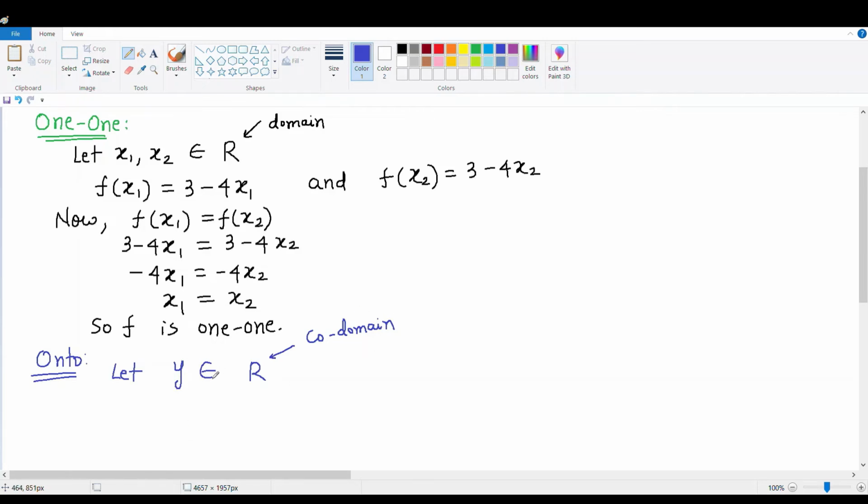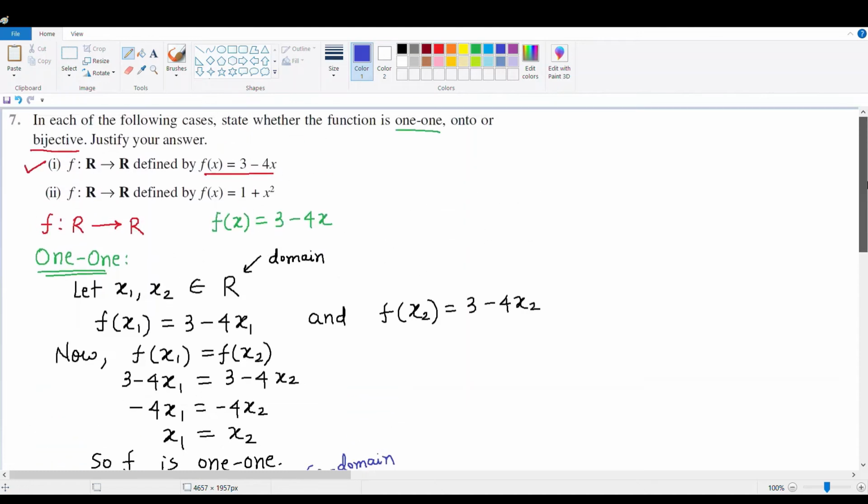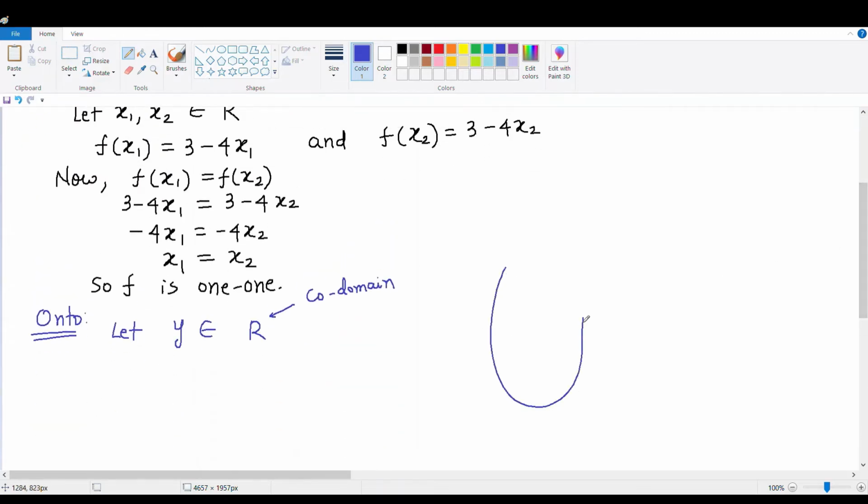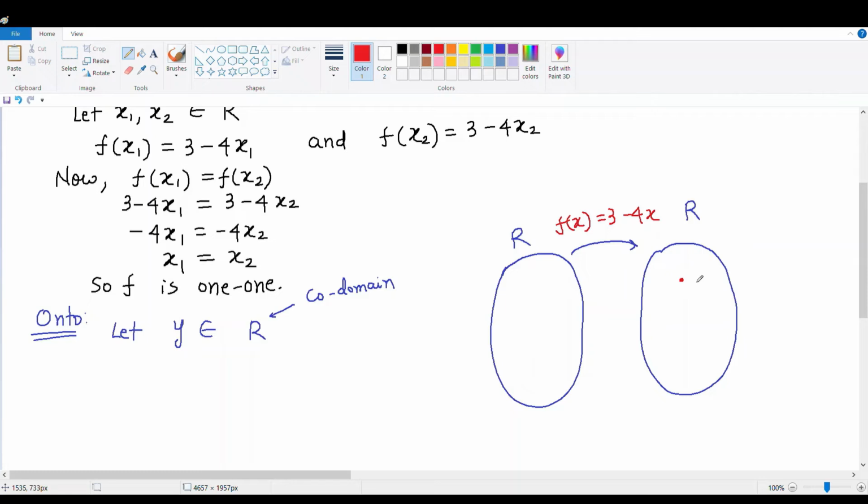Here we picked y, and since y is in the codomain, that means y is the output, and the function definition is f of x equals 3 minus 4x. So if you have a domain here which is R and a codomain here which is also R, and your f of x is equal to 3 minus 4x, then if you pick a value from here and call it y, there must be a pre-image of the form 3 minus 4x somewhere here.